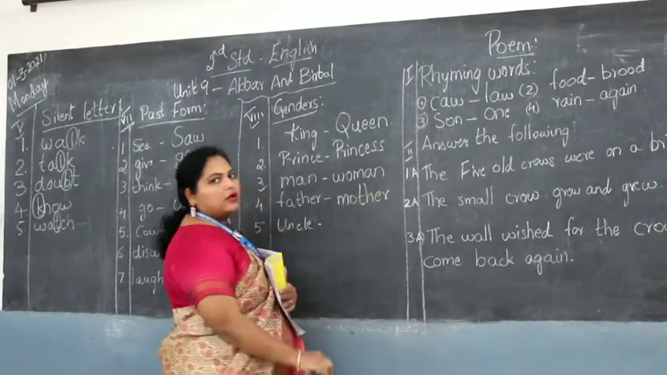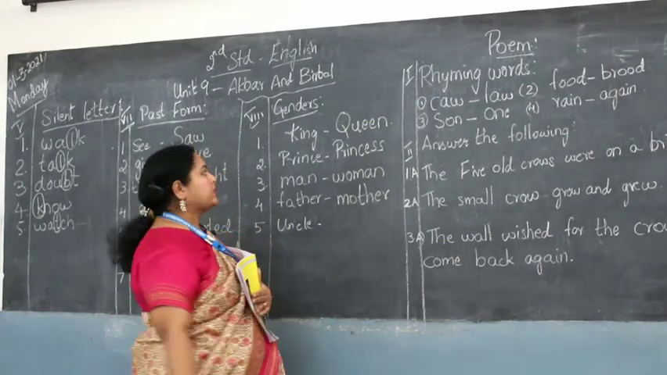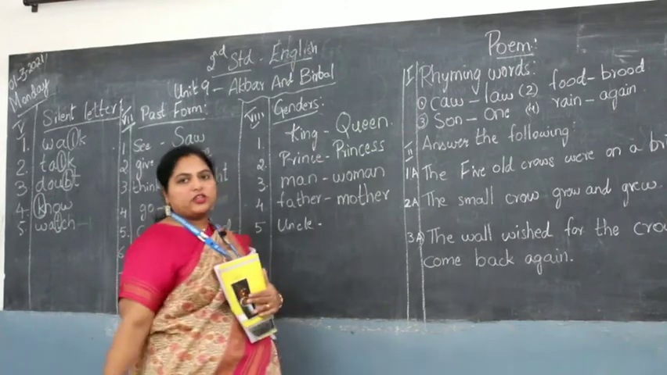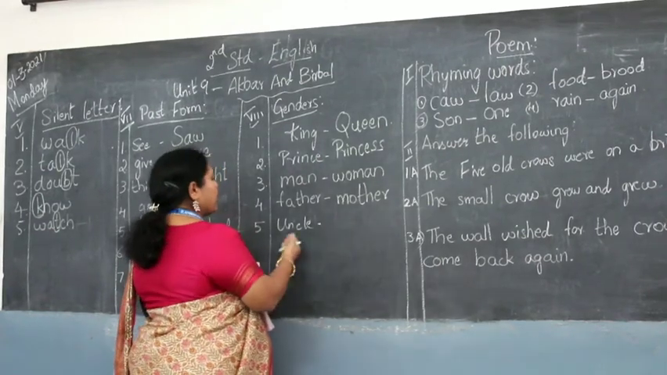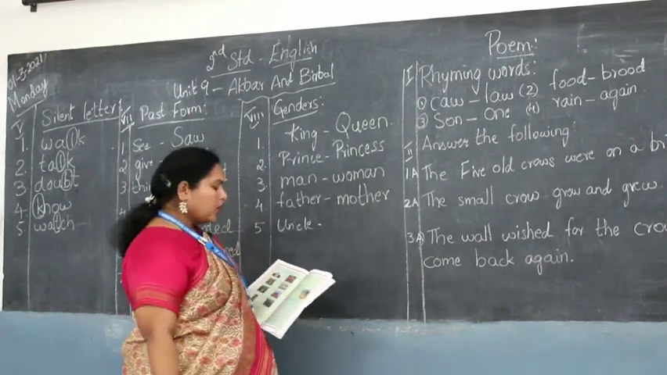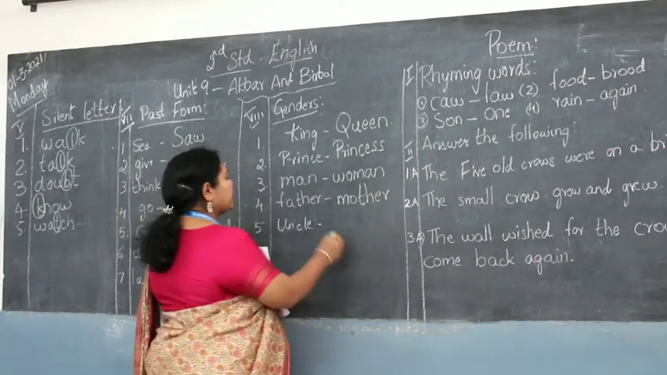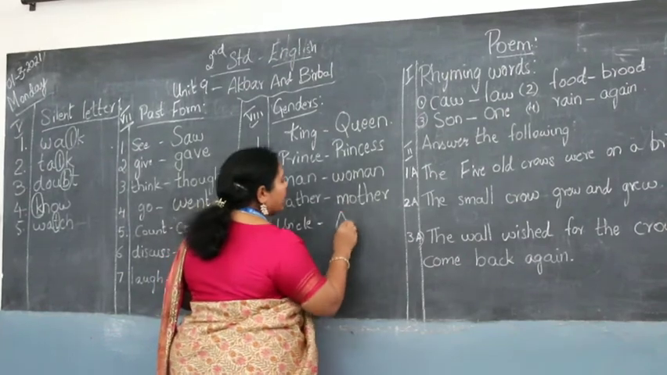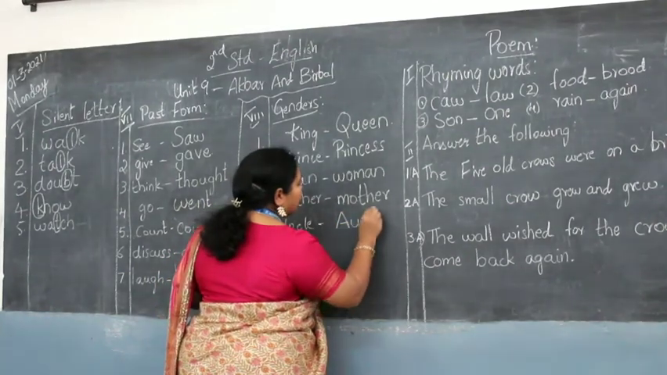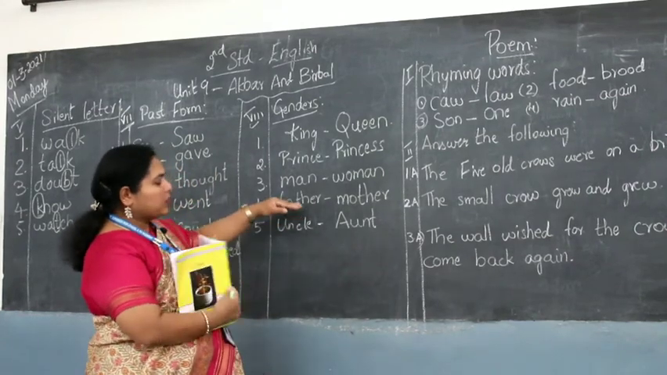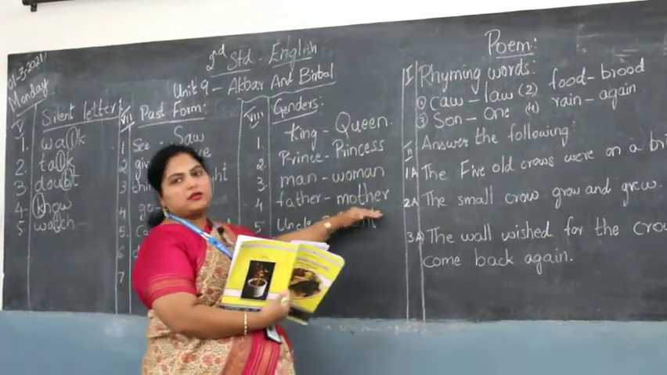M-O-T-H-E-R, mother. Mother is a feminine gender. So we had only masculine gender, so we have given the feminine gender of all these words. Now we have uncle. What's uncle? Uncle's feminine gender is aunt. A-U-N-T, aunt. I'm sorry children, actually the fourth one, the word given in the textbook is mother.